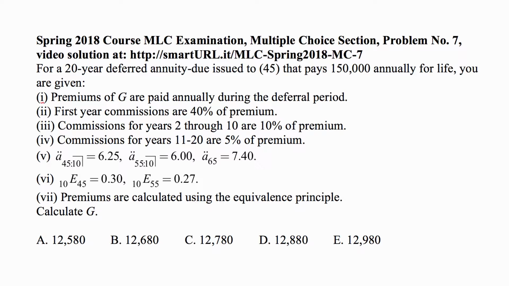We are given the actuarial present value of a 10-year temporary life annuity due on a 45-year-old as 6.25, a 10-year temporary life annuity due on a 55-year-old as 6, and the life annuity due at age 65 as 7.40. The 10-year pure endowment at age 45 has actuarial present value 0.30, and the 10-year pure endowment at age 55 has actuarial present value 0.27. Premiums are calculated using the equivalence principle. Calculate G.